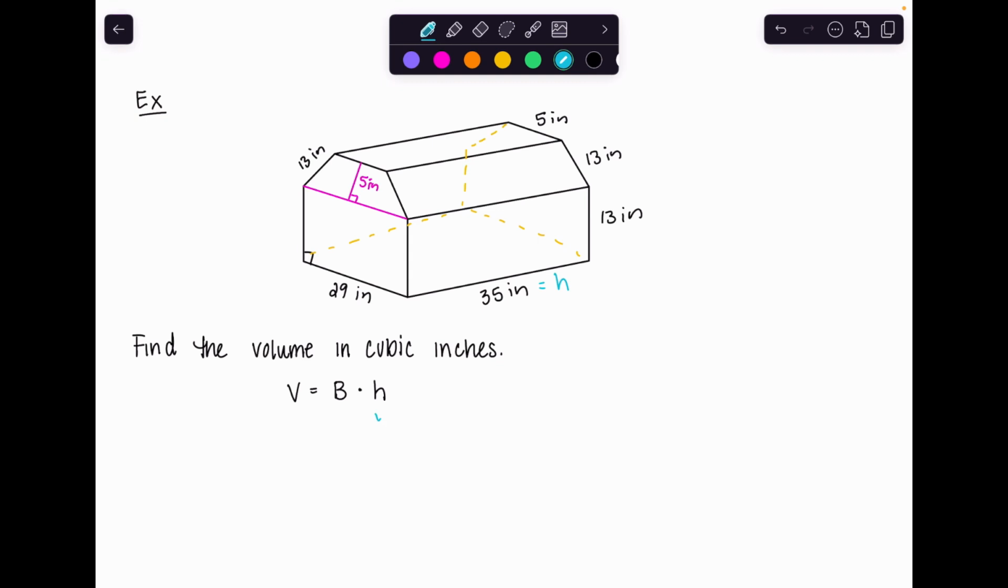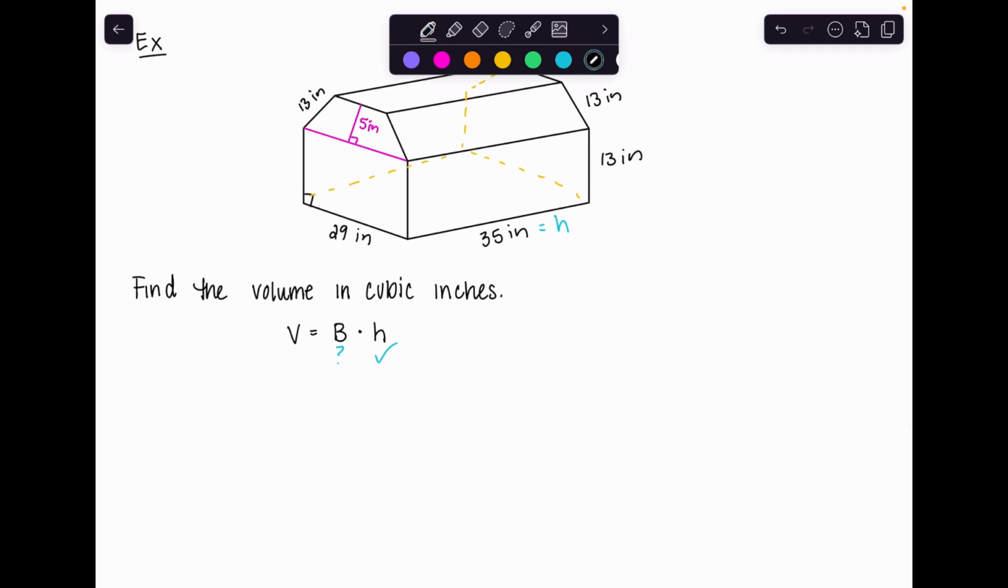So I know this, but I need to more precisely figure out what is the area of the base. So going through that, I'm going to go ahead and bring this shape over here to make life a little bit easier. So we've got our barn going on. Might not be perfect, but that's okay.